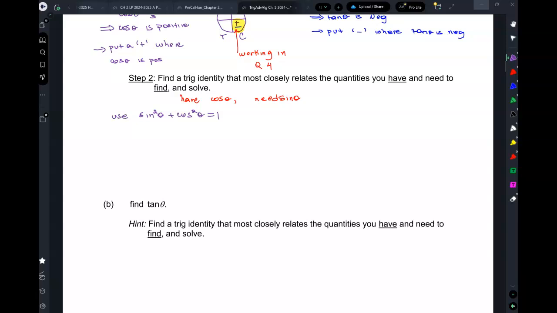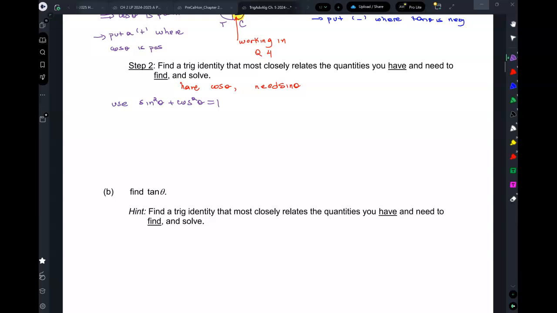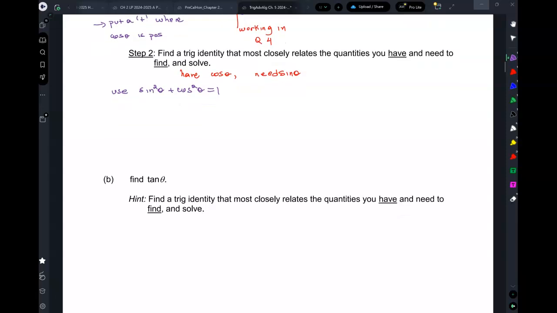Okay, so what do we need to find? Sine squared theta. So why don't we solve this for sine squared theta? Minus cosine squared theta. So sine squared theta equals 1 minus cosine squared theta. So sine squared theta is equal to 1 minus, what was cosine? 1/3 squared, right? Because it's cosine squared.